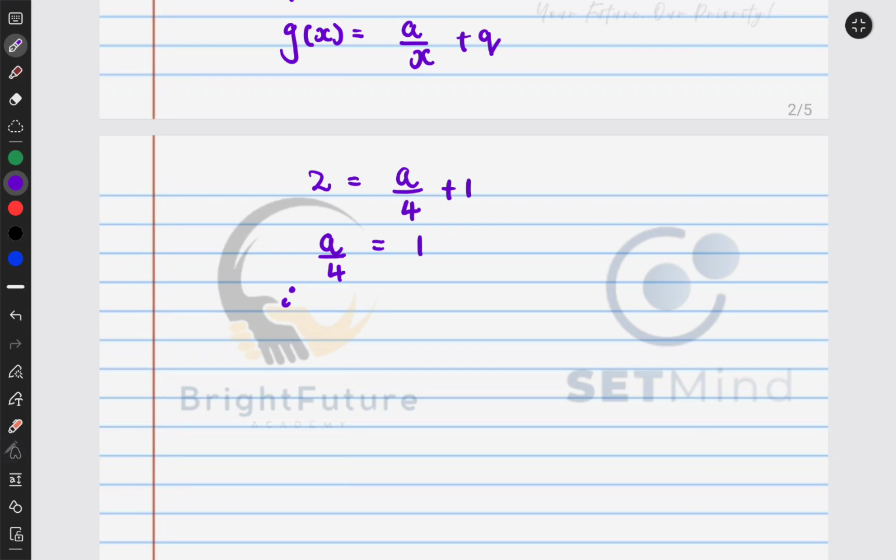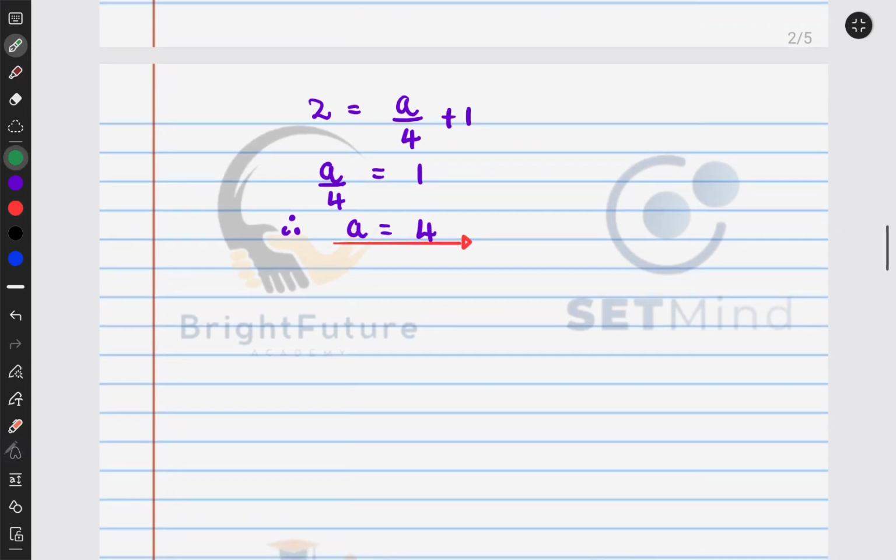Therefore a is equal to 4, which then makes the equation of g: g at x is equal to 4 over x plus 1.